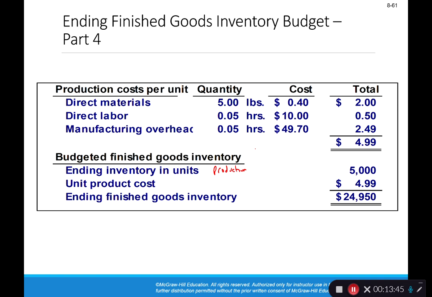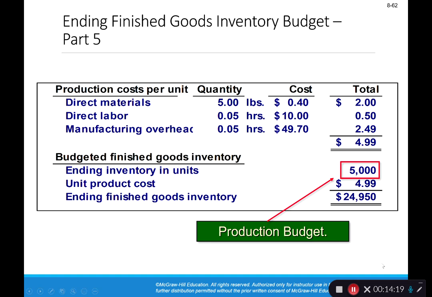So really, when you're budgeting, the numbers come from all the previous budgets, so you kind of need to be able to go back and forth, and I recommend that you do that. I'm not going to spend the time clicking back to go to the production budget in the video, but there's no reason you can't look at the PowerPoint slides and go back and verify that the ending inventory on the production budget for the quarter was 5,000, and then we multiply that by the cost per unit in order to figure out the ending finished goods inventory, which will go on to the company's balance sheet. Again, that 5,000 comes from our production budget.